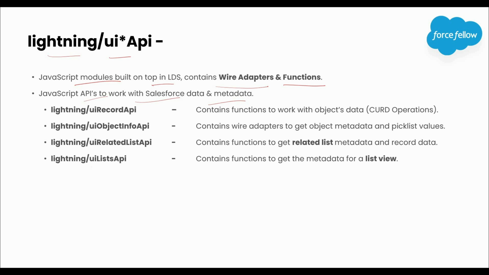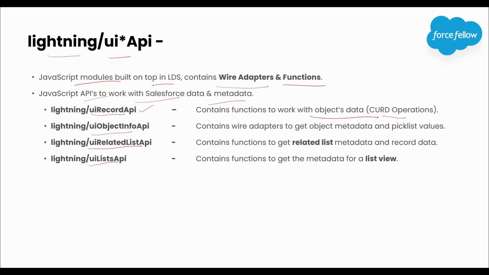And if we talk about available modules, then as of now, we have these 4 modules: uiRecordApi, uiObjectInfoApi, uiRelatedListApi, and uiListsApi. uiRecordApi contains functions or adapters to work with Salesforce objects data. Or we can say if you want to perform CRUD operation on an object's data without writing Apex method, then we have to use uiRecordApi methods. We'll talk about those methods in next slide.